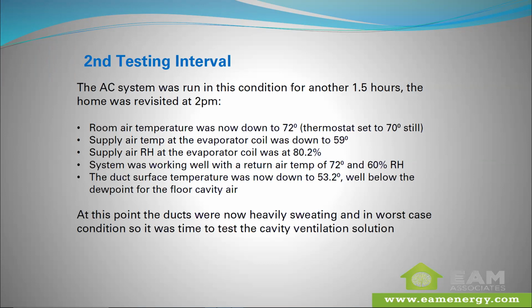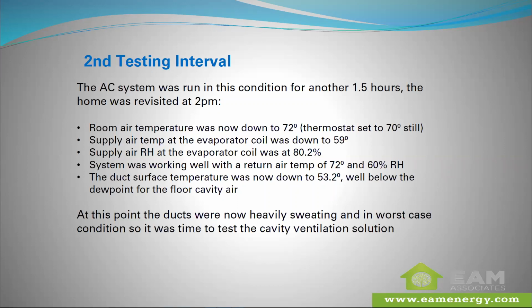Those are the readings from the evaporator coil now. So 59 degrees supply air temp and 80% relative humidity, and the system was working well at this point. The return air temperature was 72 at 60%. And the duct surface temperature in places was now down to 53 degrees, which was well below the dew point for the air in that cavity.